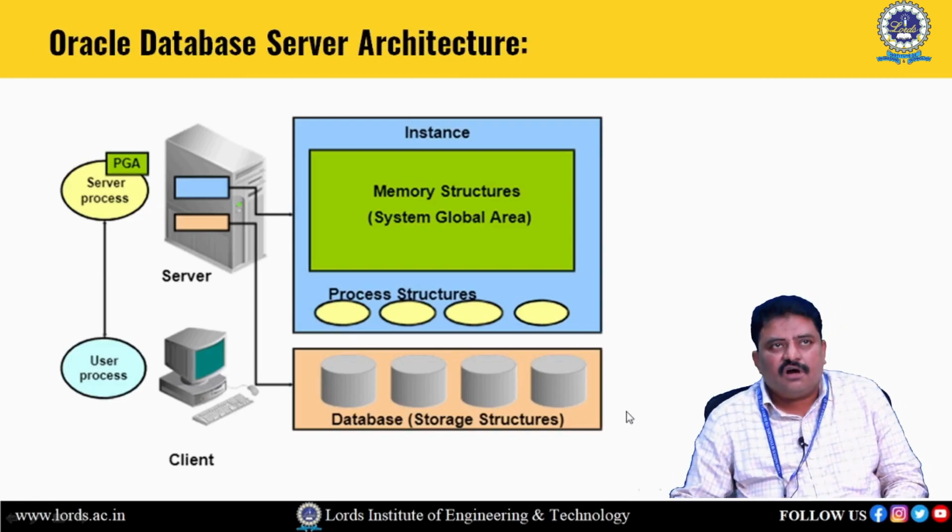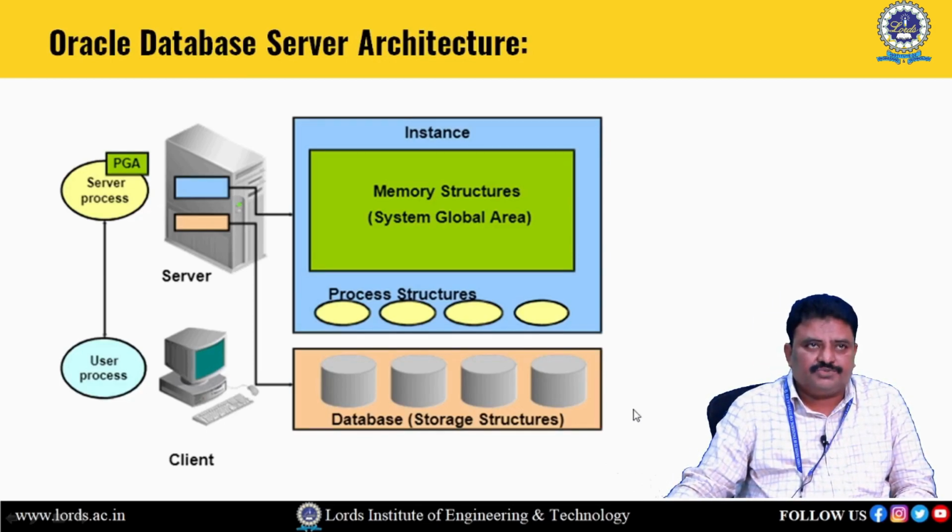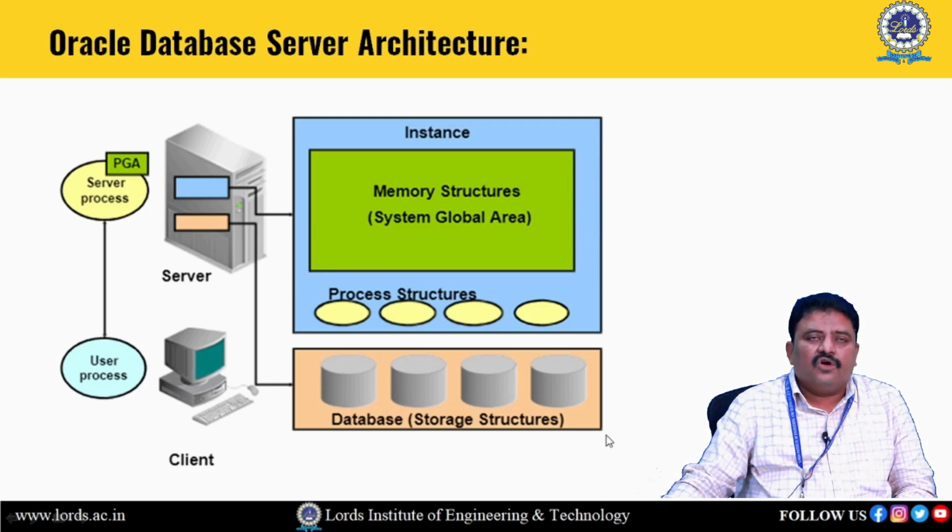Now, if I see the Oracle database server architecture, my Oracle database server architecture basically consists of two components. One is the instance and the second one is the database itself. So to handle any database, we should have an instance. An instance consists of two parts, once again, called memory structures and process structures.